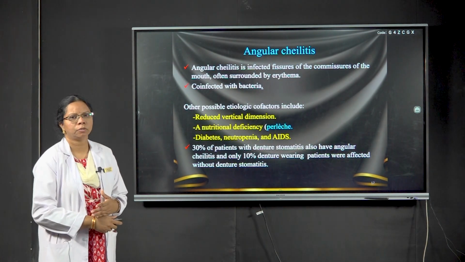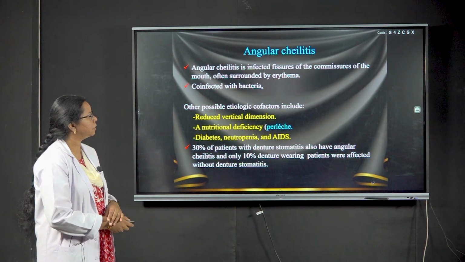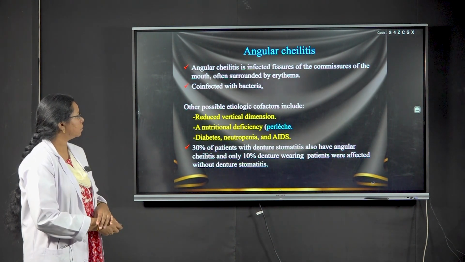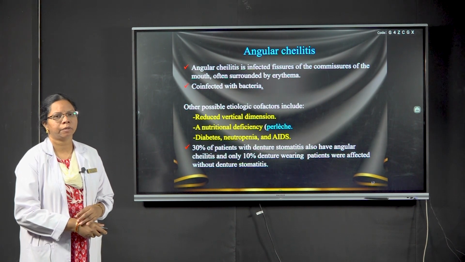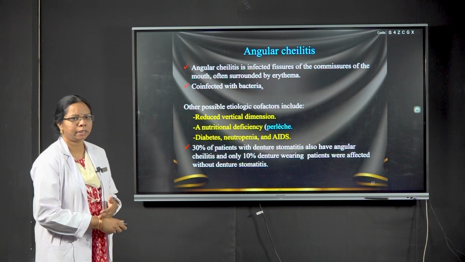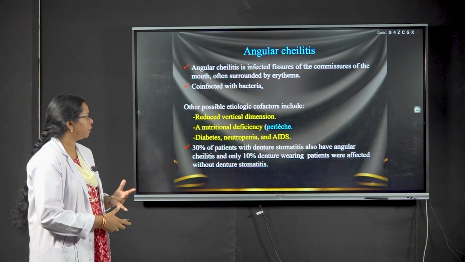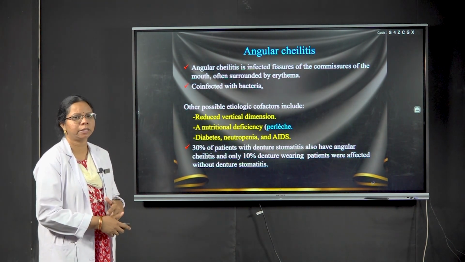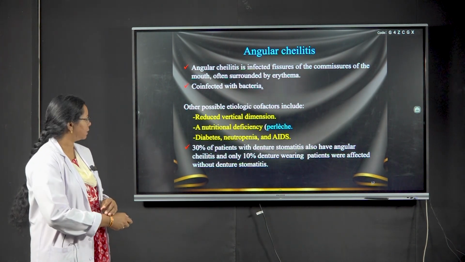The second candida associated lesion is angular cheilitis. Angular cheilitis is infected fissures on the commissures of the mouth, often surrounded by erythema. So it is candida co-infected with bacteria, especially Staphylococcus aureus, that is considered in the etiology of angular cheilitis. There are many other reasons for the development of angular cheilitis like vitamin B12 deficiency, iron deficiency, reduced vertical height especially in edentulous patients, and diabetes, neutropenia and AIDS.